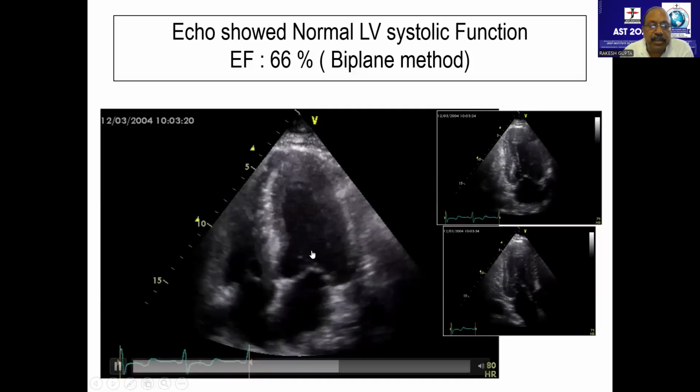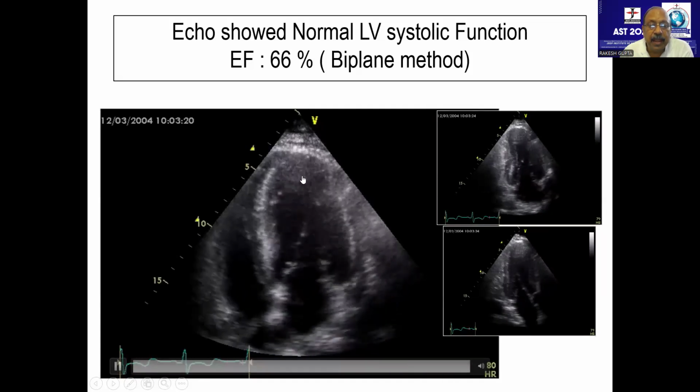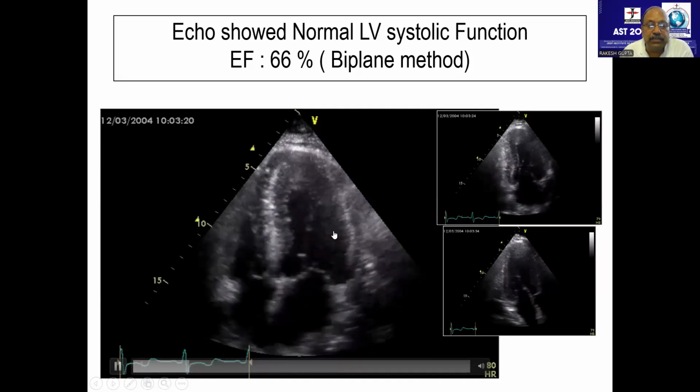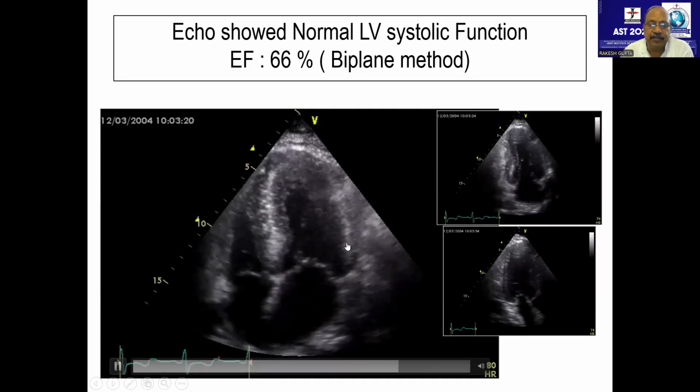Look what he was talking about: basal septum, mid septum, apical septum. Apical lateral, mid lateral, basal lateral. Look how much thickening is happening. And now you can see almost more than 70% of the area is well visualized in endocardium.